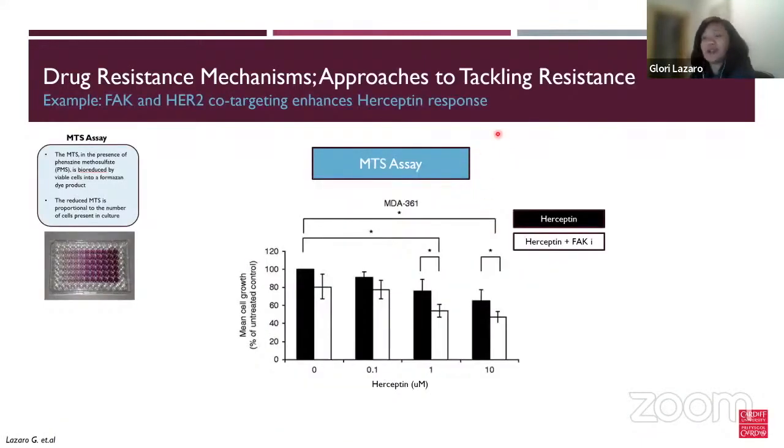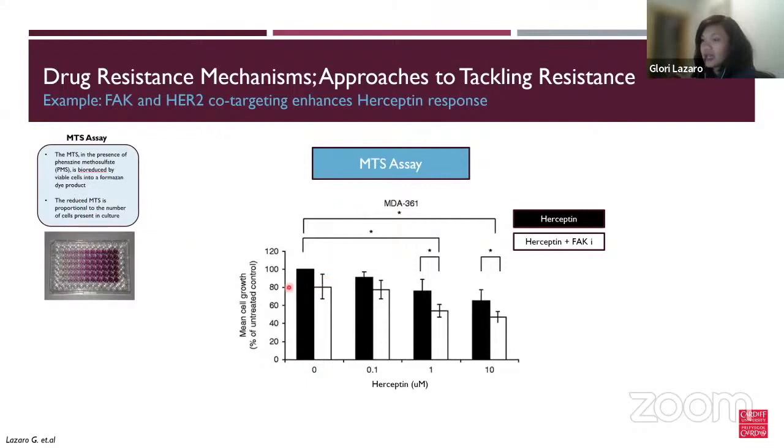And so this is an example of how we tackle, or how the research that we do in addressing drug resistance. So I was talking about my favorite protein called FAP and HER2, and this is just showing you what we can do in the lab just to show that combination regimens is the way forward. So this is an MTS assay. So you remember earlier the cell proliferation assay. So I'm using here the MTS assay.